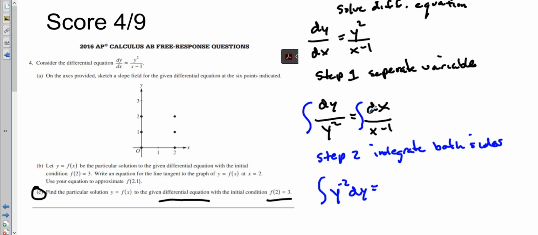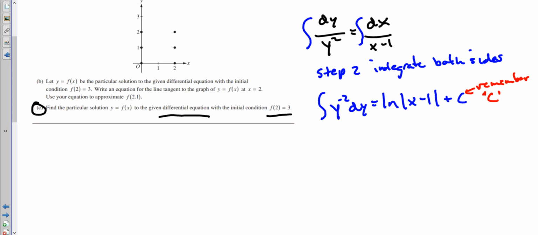The other one's not too bad. We have 1 over x minus 1, which is going to be the natural log of x minus 1, plus C. Don't forget your C right here. Remember C, like remembering the Alamo, if you're into history. We want to remember our constant. Then on the left, using the power rule of integration, we have negative y to the negative first, which equals the natural log of x minus 1 plus C.